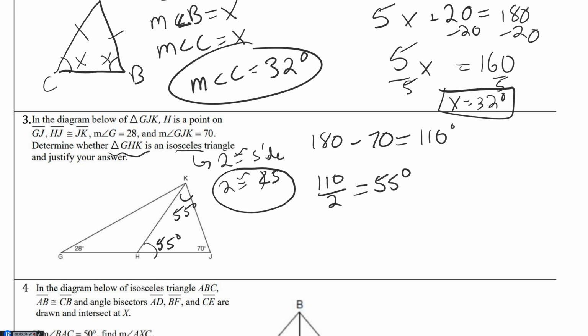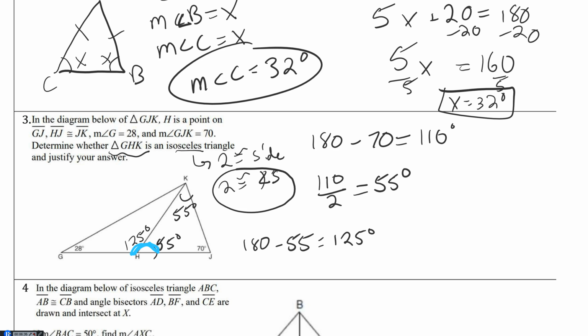Again, I'm always trying to look for supplementary angles or some sort of triangle angle sum to help me out here. And I notice that angle GHK and angle KHJ are supplementary because they form a straight line together. They're a linear pair. So if I take 180 and subtract 55, I get 125 degrees, the measure of angle GHK.